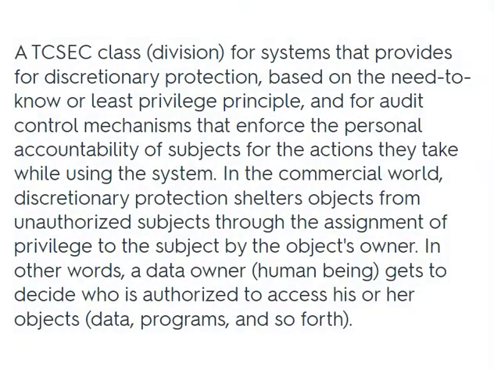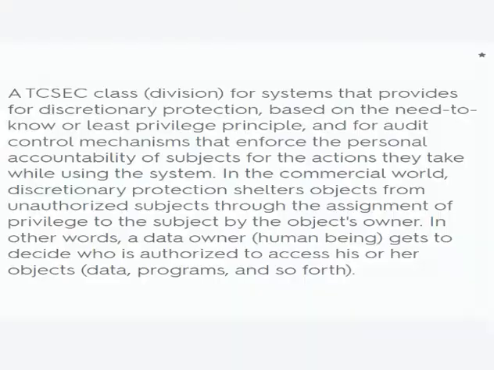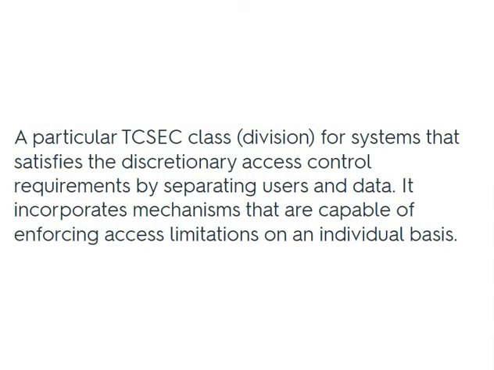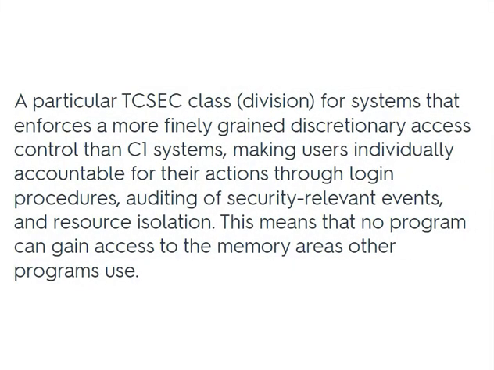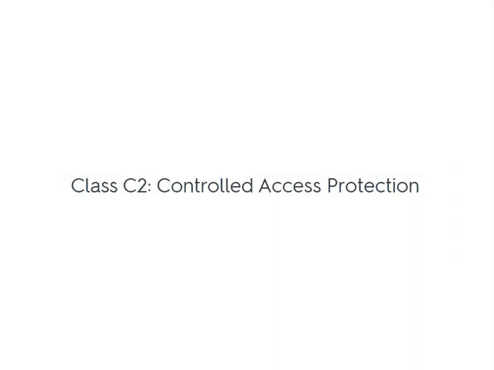Division D, minimal protection. Division C, discretionary protection. A particular TCSEC class for systems that satisfies the discretionary access control requirements by separating users and data. It incorporates mechanisms that are capable of enforcing access limitations on an individual basis. Class C1, discretionary security protection. Class C2, controlled access protection.